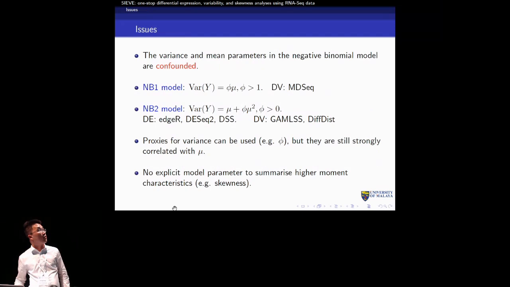The standard model for the DE test is the negative binomial model, but the variance and the mean parameters are confounded. The variance is a linear or quadratic function of the mean parameter. And for the NB model, there is no explicit model parameter to summarize the skewness. So based on the NB model, it is very difficult to construct the DV and the DS test.